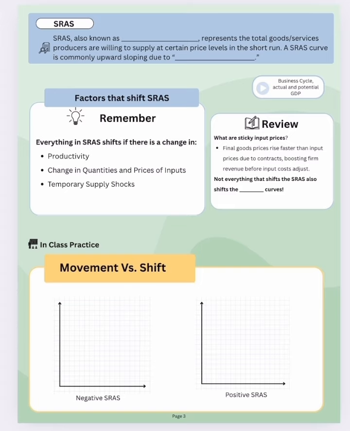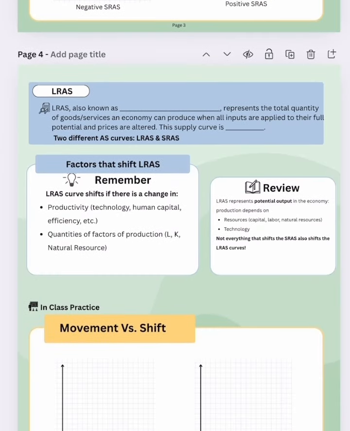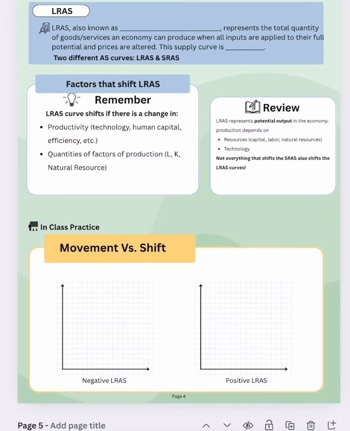The long-run aggregate supply curve represents the total quantity of goods and services an economy can produce when all inputs have had enough time to adjust to economic changes and are applied to their full potential. Another way to say that is when businesses and workers have had enough time to react to the changes in the economy, resulting in products being produced at their full potential output in the long run. This is solely based on the availability of workers, resources, and technology changes.